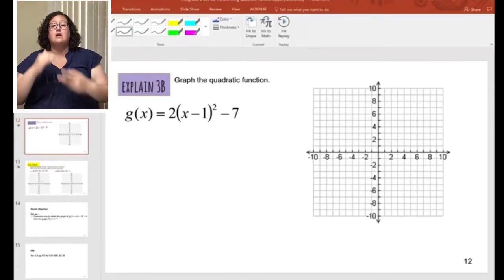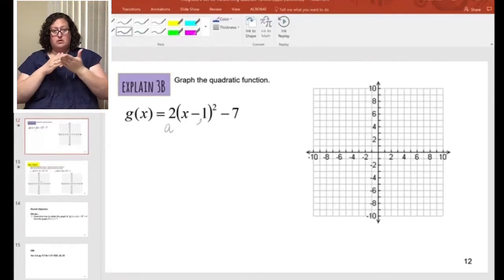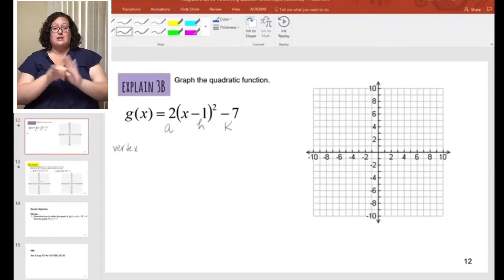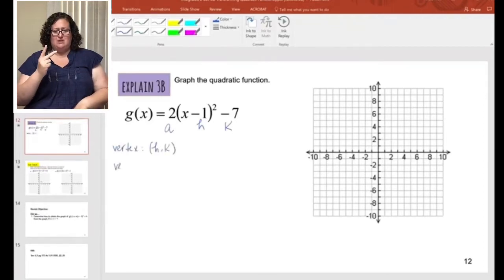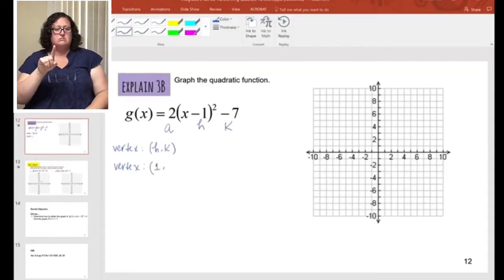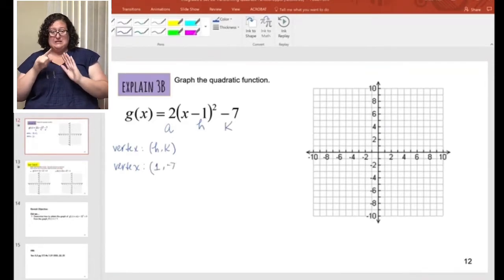Step 1 is to label all the parts, A, H, and K. Step 2 is to identify the vertex, and the vertex is (H, K). Remember, H is a hypocrite, so when you look at the number inside of the parentheses, you want to do the opposite. So instead of thinking of -1, your H value is going to be +1. Your K value is -7, and your scale factor, which is A, is +2.